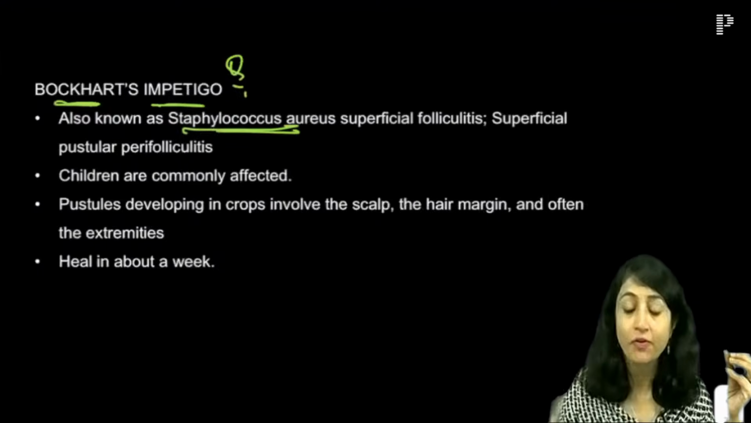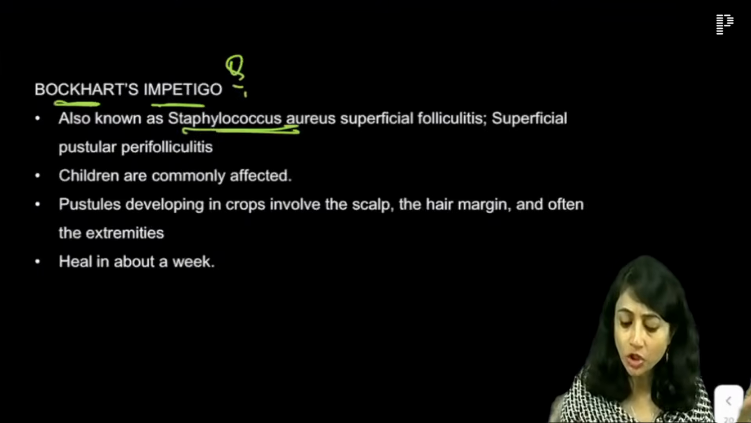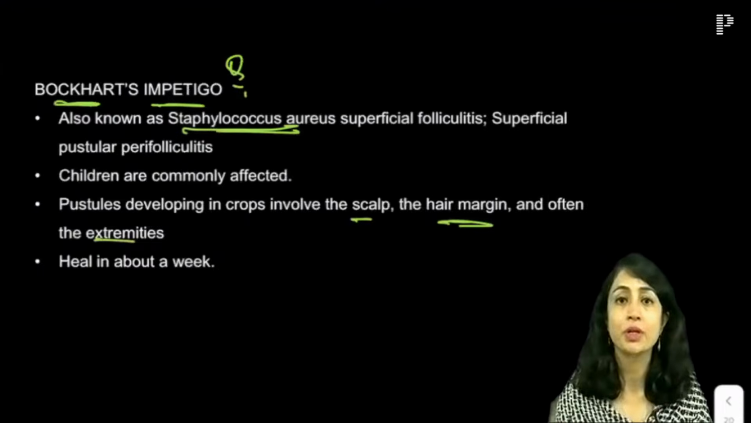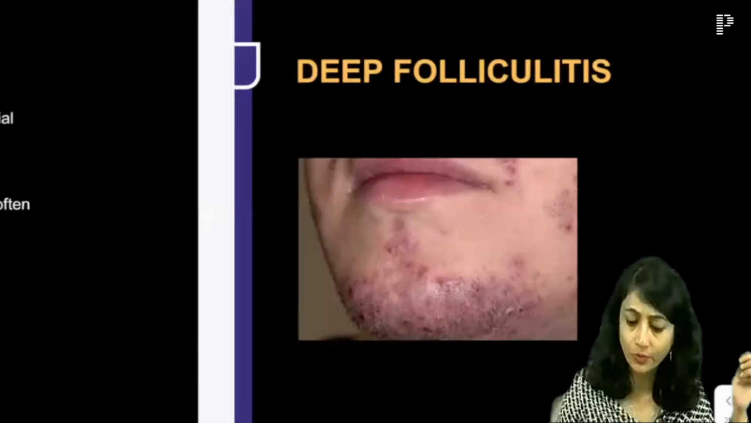So this is a Staphylococcus aureus superficial folliculitis in which you develop pustules which can involve the scalp, hair margins, and even the legs. So just remember, Bouchard's impetigo is Staphylococcus aureus induced superficial folliculitis. It is not a type of impetigo.